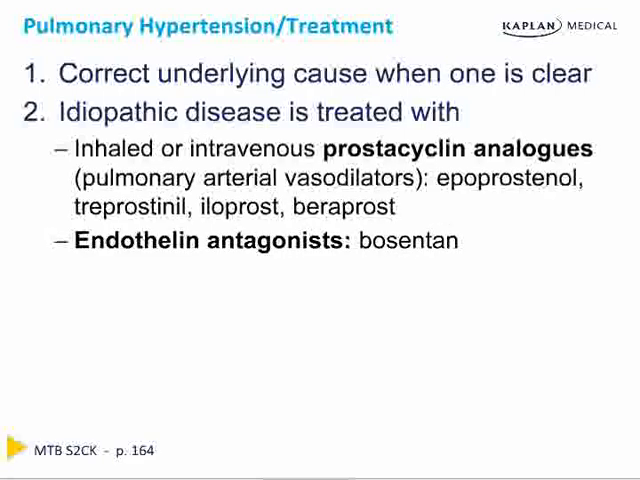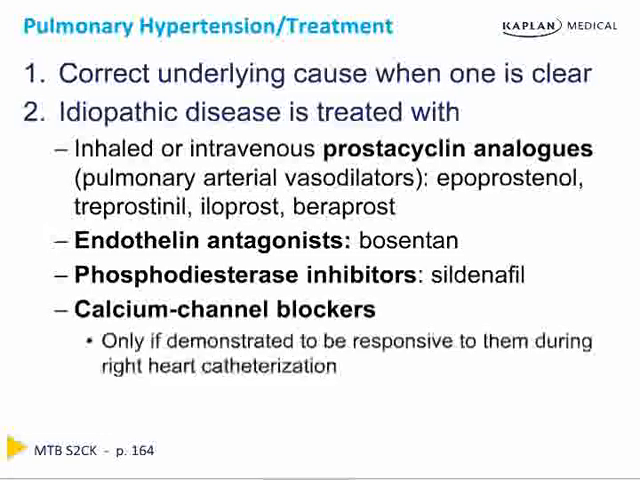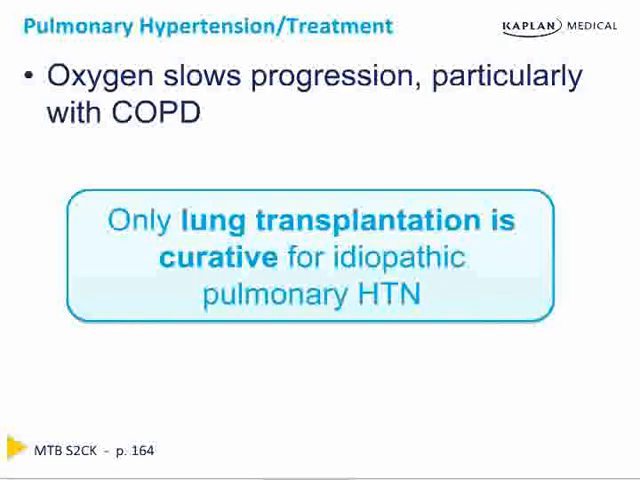Also, we sometimes use endothelin antagonists, such as bosentan. Other drugs used include phosphodiesterase inhibitors, such as sildenafil, or calcium channel blockers. These are only used if the patients are demonstrated to be responsive to them during right heart catheterization. In many patients, calcium channel blockers are not at all helpful. Oxygen has also been shown to slow the progression of pulmonary hypertension in severe cases, particularly in patients with COPD. Remember, the only curative way to treat idiopathic pulmonary hypertension is through lung transplantation.